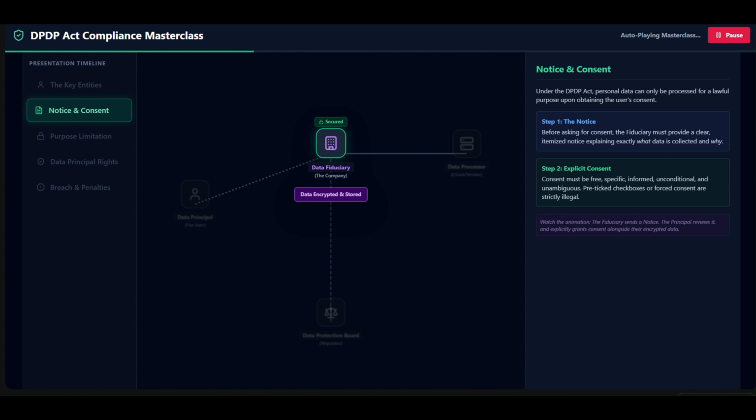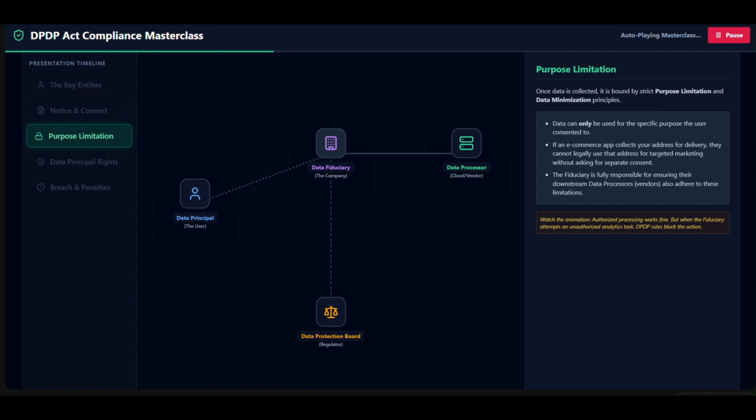Now the data enters the processing phase. Under the law, data is bound by strict purpose limitation. Sending an authorized task to the processor for the exact consented purpose is perfectly fine. But if the fiduciary attempts to perform unauthorized analytics outside of that original scope, the action is strictly blocked by DPDP rules.